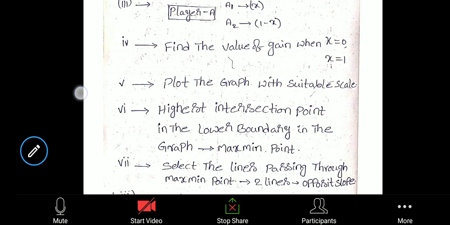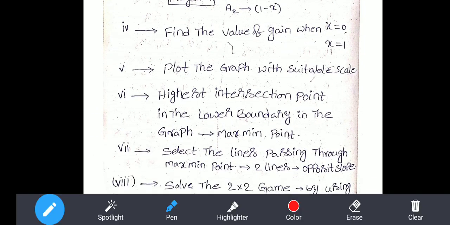In the graph, the lower boundary portion will be considered as the maximin point. Why? Because the problem is given with 2 rows. With 2 rows, row-wise calculation means we are only going to find the maximin point here. So that will be the lower boundary portion of the graph sheet. I will show you that portion in detail.